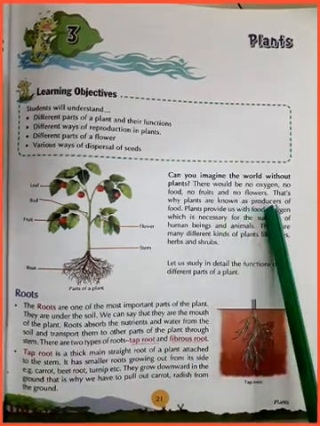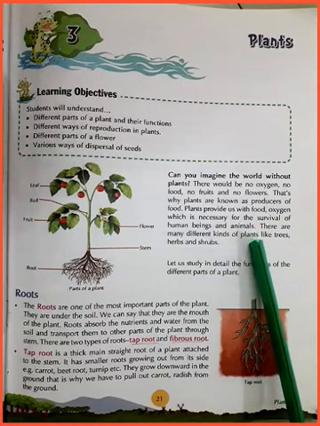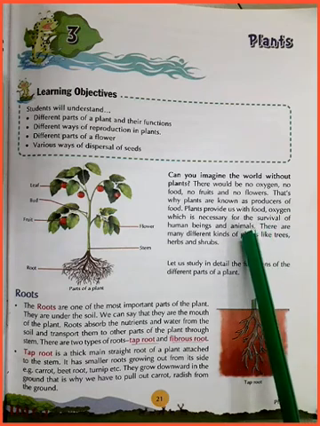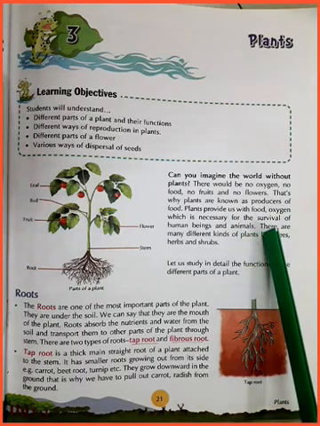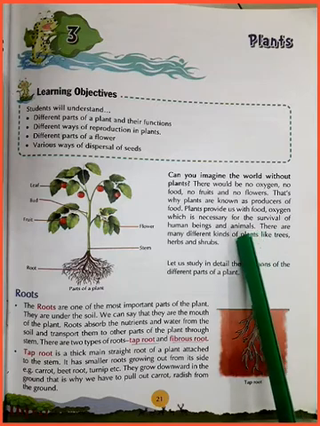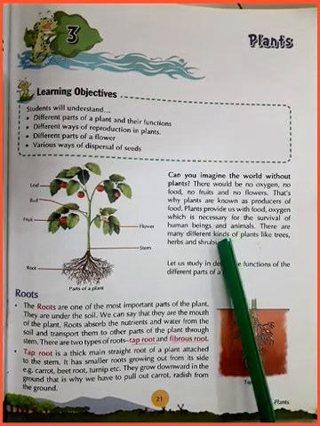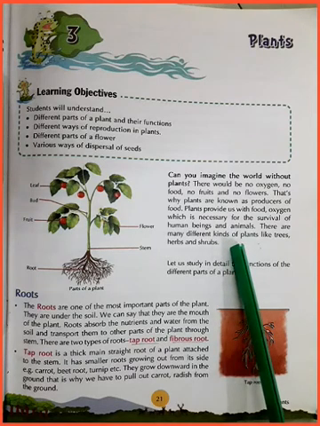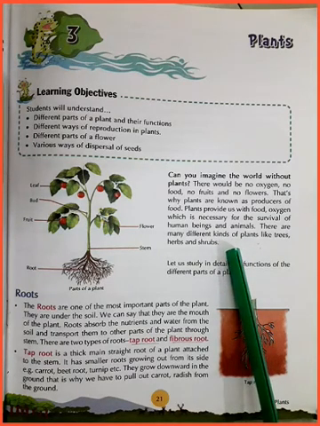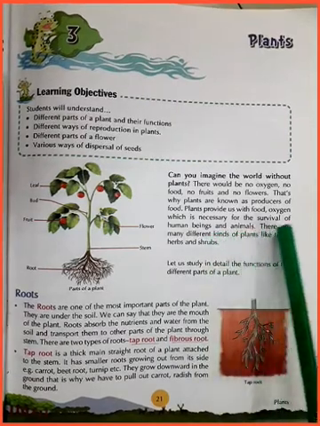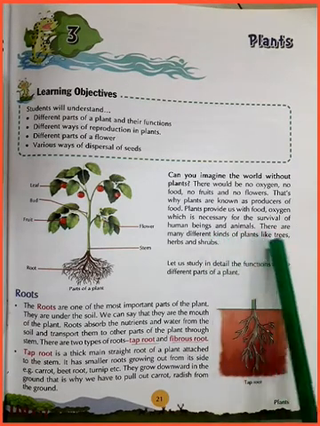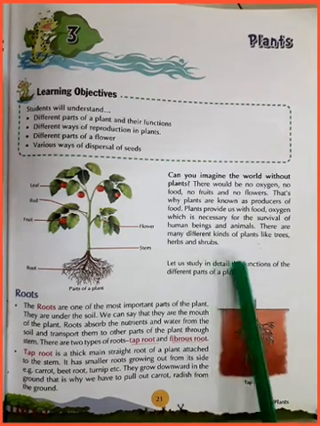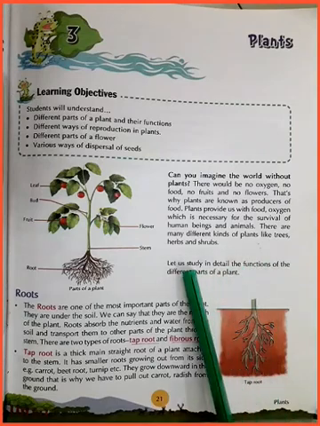Can you imagine your life without plants? No, because plants give us oxygen. That is the main thing for our survival. The other thing is plants give us food. That is also a need of our survival. Without both the things we cannot live. So plants provide us with food and oxygen, which is necessary for the survival of human beings and animals. There are many different kinds of plants like trees, herbs and shrubs.